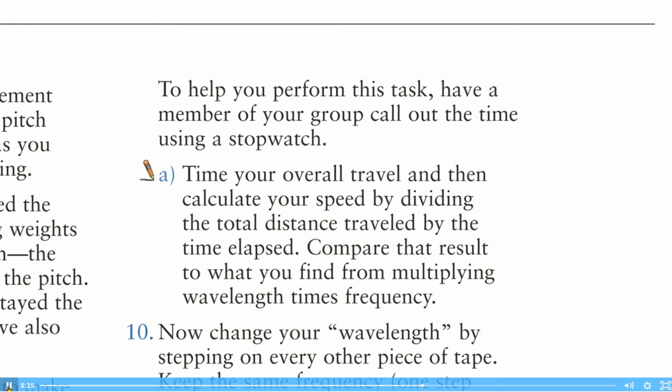9A. We timed the overall travel, and then you should have calculated the speed by dividing the total distance traveled by the time elapsed. Compare that result to what you find from multiplying wavelength times frequency.